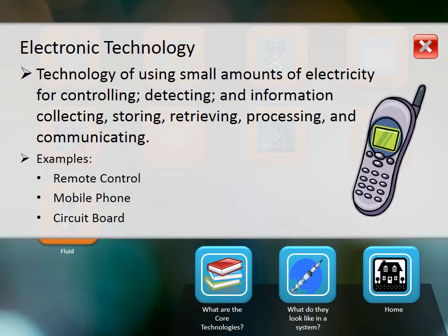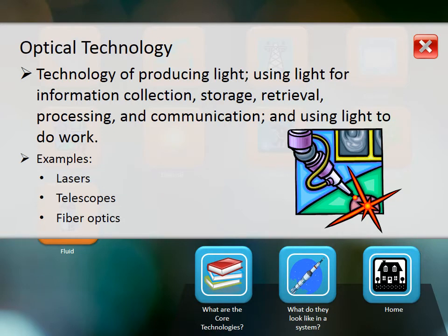Now, after electronic is optical. What does optical mean? I think it has to do with light, right? You're using light.